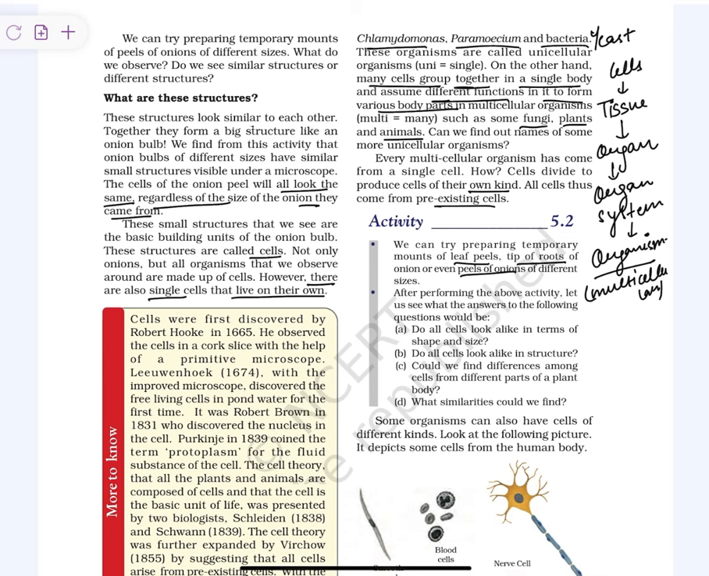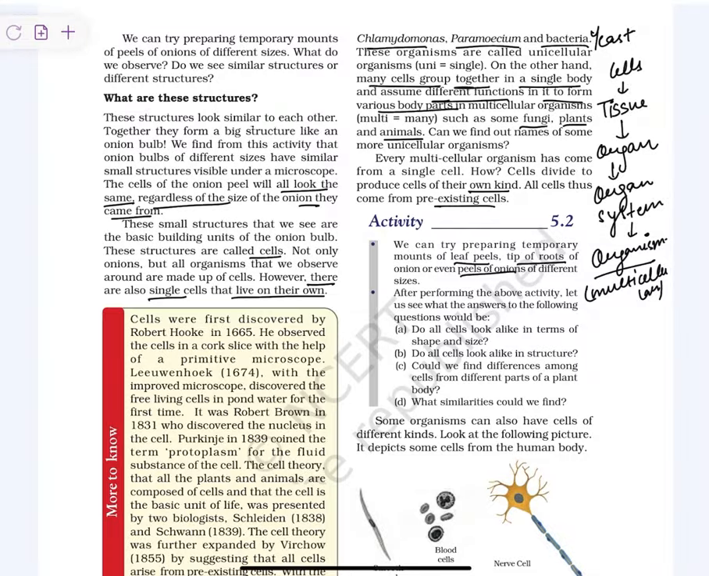So we will see that the shape and size of different plant parts vary because they are all specialized to perform different functions. Like leaf peels, they are specialized for food preparation. Roots are specialized for absorption. So in their shape and size there will be differences.